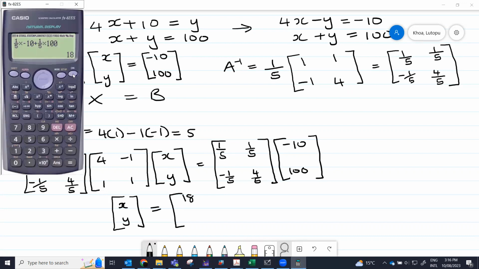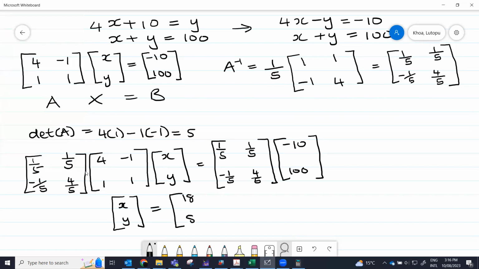And then we do the same thing for the other one, row with the column: negative 1 over 5 times negative 10 plus 4 over 5 times 100. This gives us 82. And then comparing these two matrices, we can say X is 18 and Y is 82.